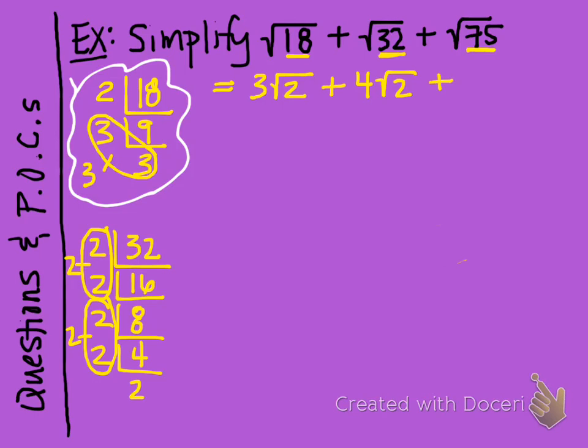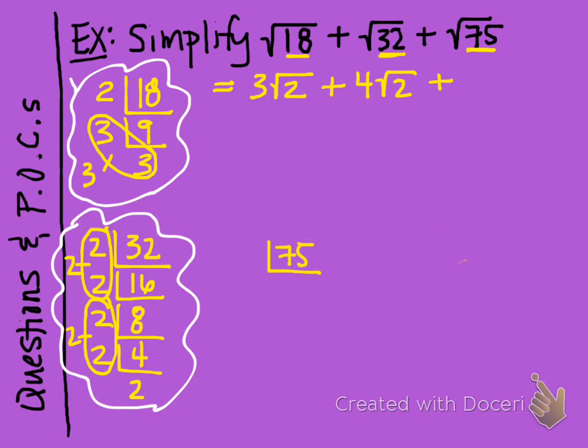75. I'm just going to separate this. Okay, so 2 will not go into 75, so I can try the 3 or the 5. I know 3 goes into 75 because I'm thinking of quarters, goes in 25 times. Now I can use a 5. 5 will go into 25 5 times. 5's prime, so I'm done.